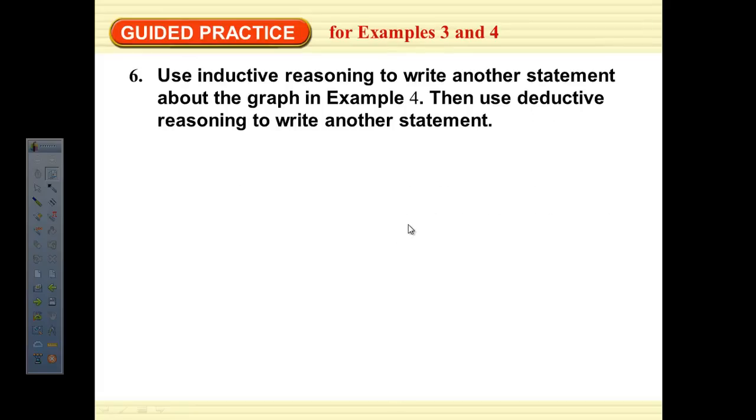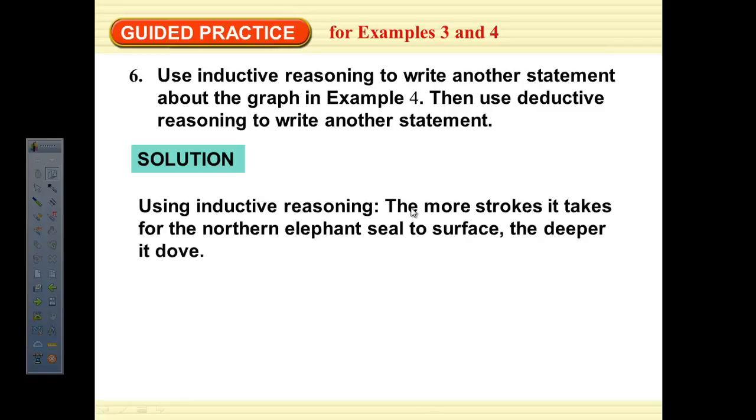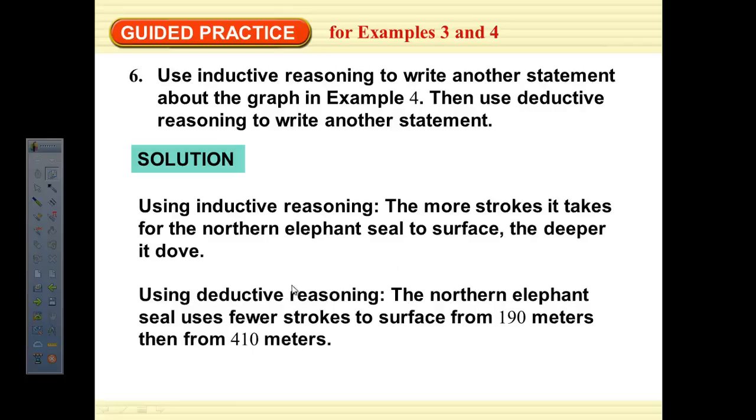And for this last one, it says write another statement about the graph that we just saw, and then use deductive reasoning to write another statement. So one example of an inductive reasoning would be the more strokes it takes for the seal to surface, the deeper it dove, which makes sense just looking at the pattern. And for deductive reasoning, again, similar to the last statement, we know that at 190 meters they're going to use fewer strokes than if they were at 410 meters. And again, we're using specific data here, so it's deductive reasoning.